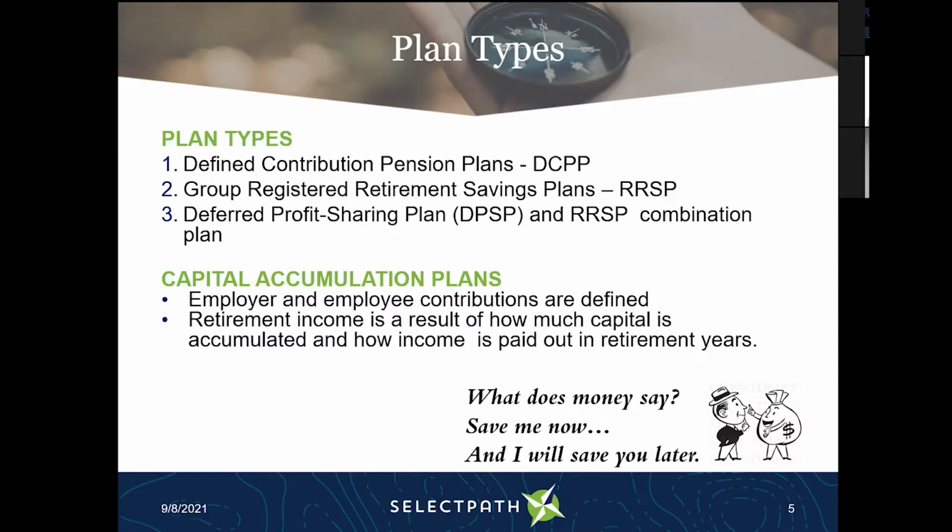In the industry, we use this expression, capital accumulation plans. And here the employer and the employee contributions are defined, and the retirement income is a result of how much capital is accumulated and how much income is paid out in retirement years.